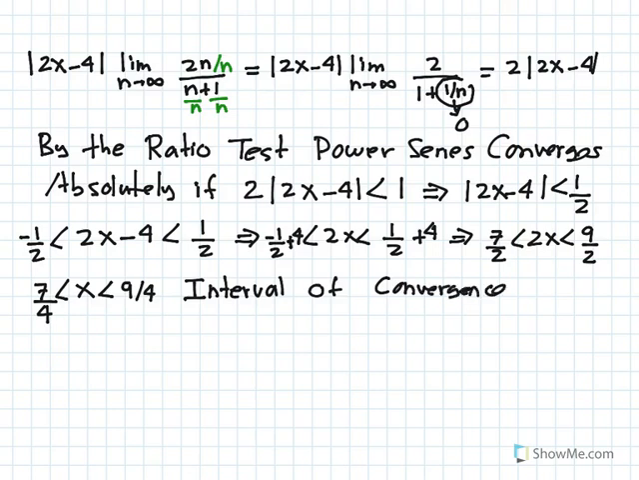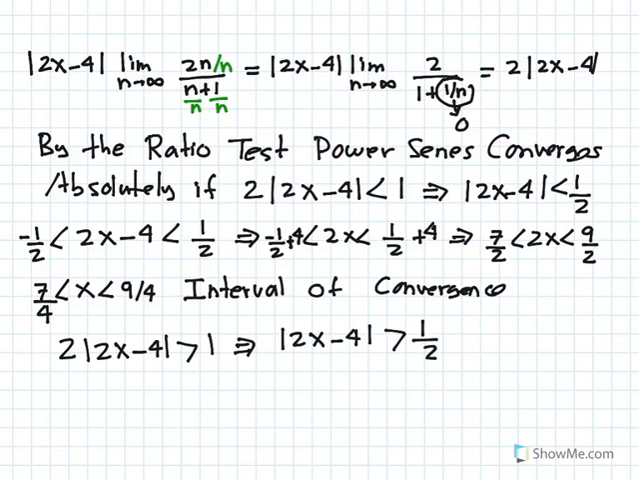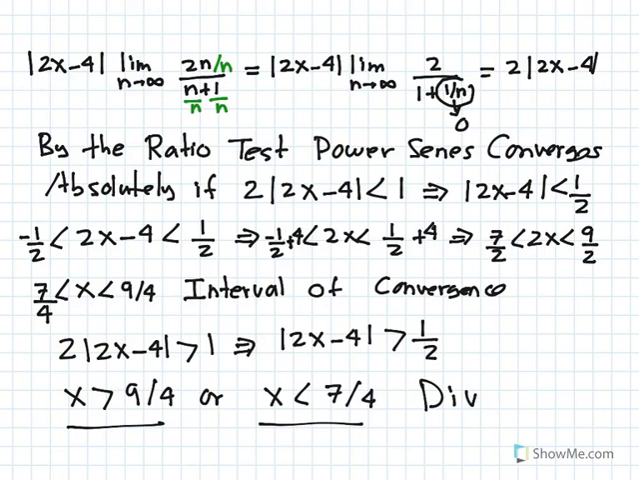And the power series diverges if 2 times the absolute value of 2x minus 4 is larger than 1. That means the absolute value of 2x minus 4 is larger than 1/2. If we solve this inequality for x, we'll obtain x larger than 9/4 or x less than 7/4. For these values of x, the power series diverges.